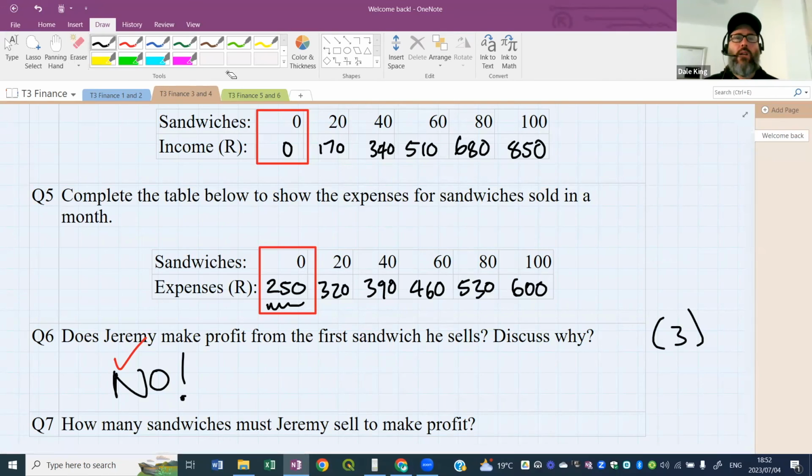All right, let me help you out here. Because when he starts making a few sandwiches, remember that the sandwiches cost him R3.50 to make, R8.50 to sell. So you think of the numbers, R3.50 and R8.50. Look how big his fixed expenses are, 250. He has got a huge value of 250 that he always has to pay, no matter how many sandwiches he sells. It's a big number. And he's only getting R8.50 for a sandwich. He needs to sell a lot of sandwiches to start making some serious income. All right.